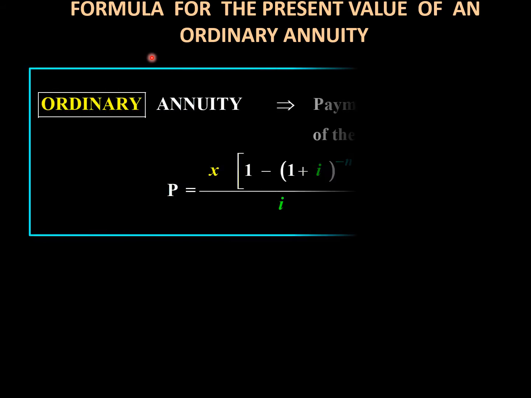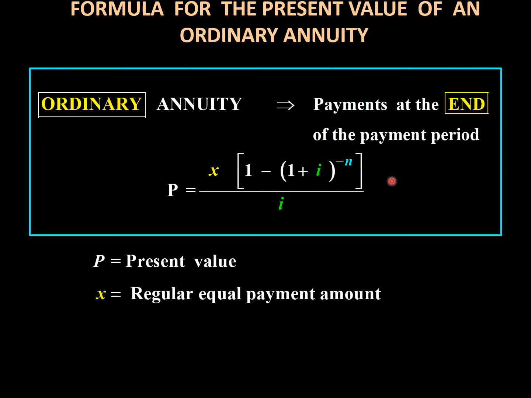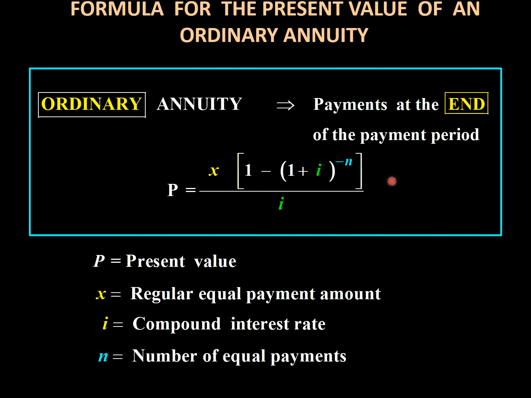Now let's look at the formula for the present value of an ordinary annuity. In the case of an ordinary annuity, that is, payments will be at the end of the payment period, this is the present value formula. Notice there that we have a negative n. These formulas are on the formula sheet, so you don't need to memorize them, but be careful that you do not copy them down incorrectly. P represents the present value, X the regular equal payment amount, i the compound interest rate, and n the number of equal payments.